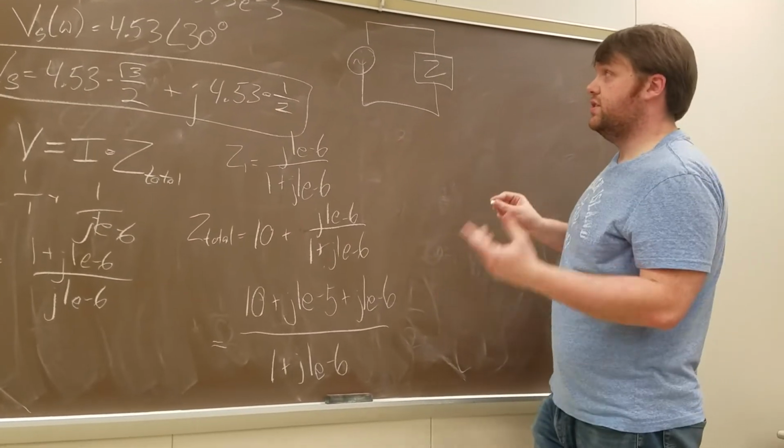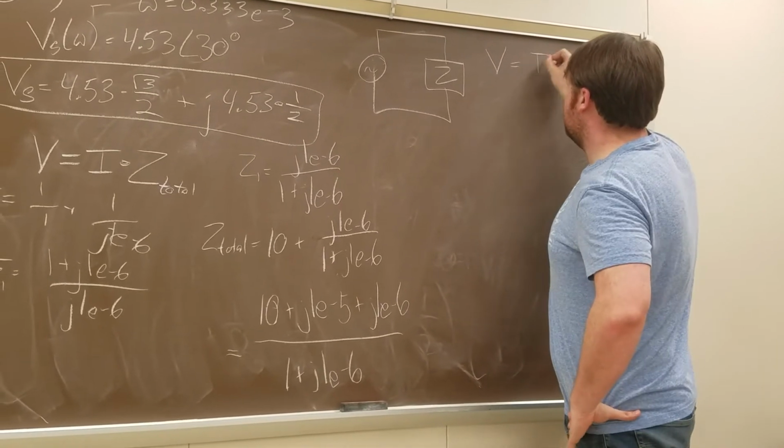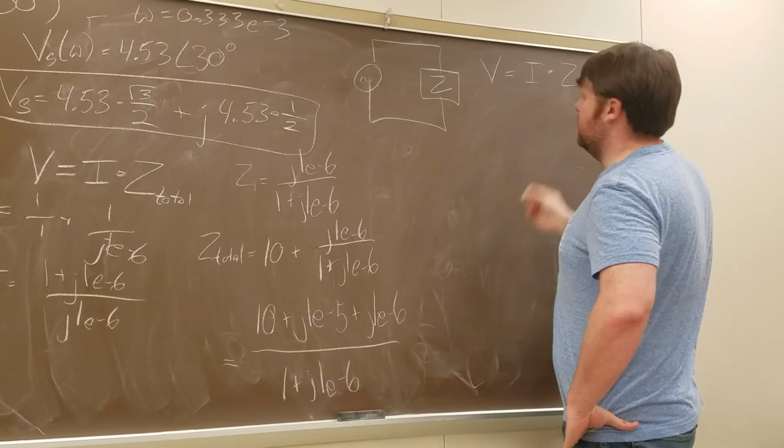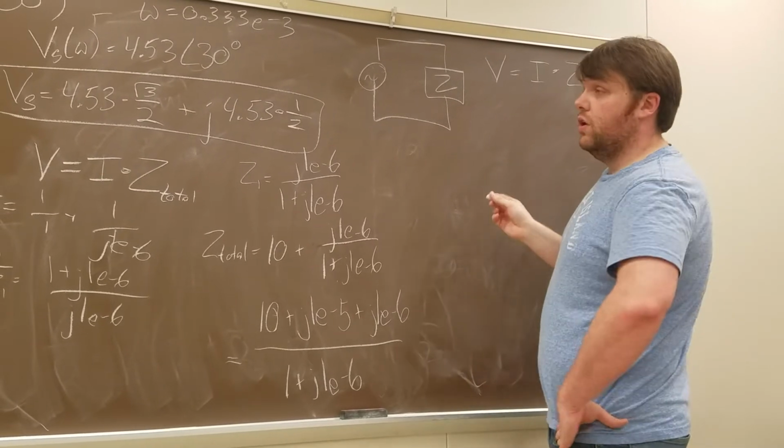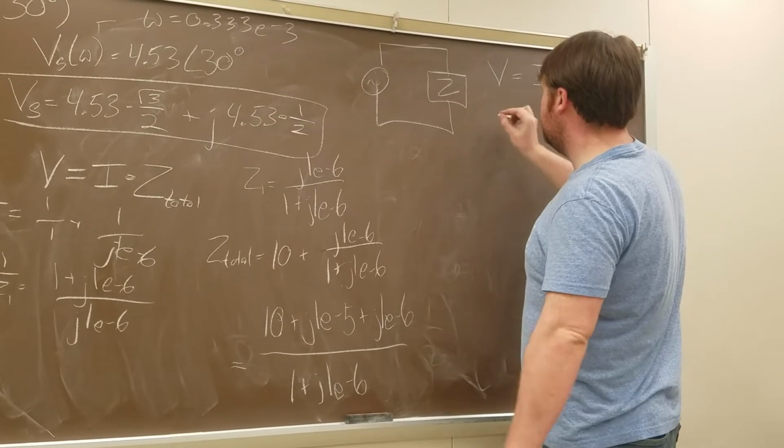So we can go back to Ohm's law, right? Our voltage has to be equal to our current times our impedance value. We know our voltage value. So we go back to our phasor. Our phasor was 4.53 angle 30.